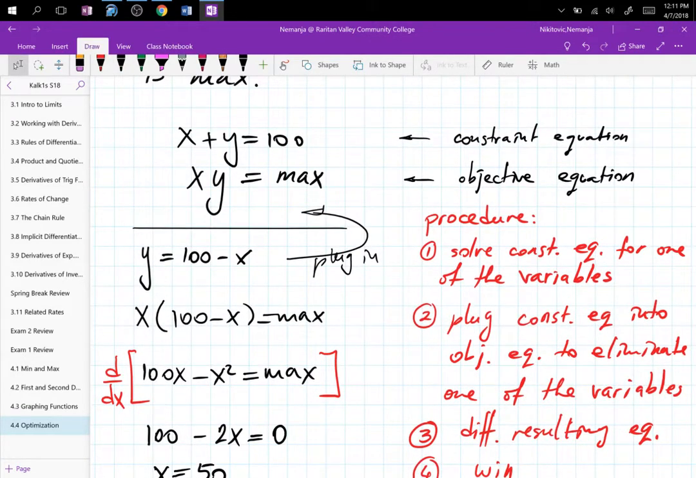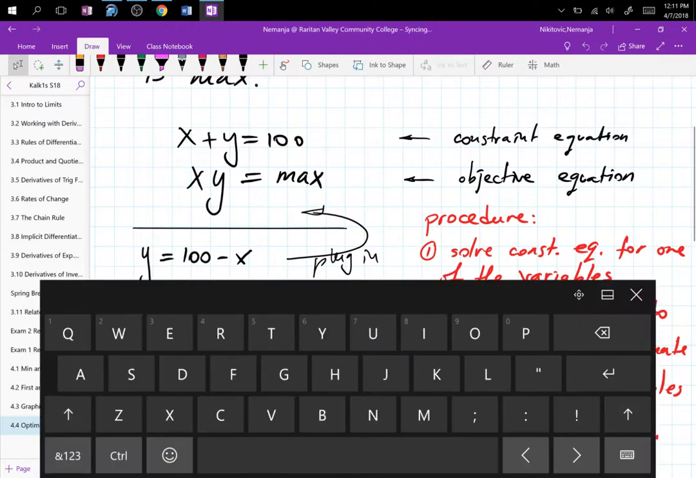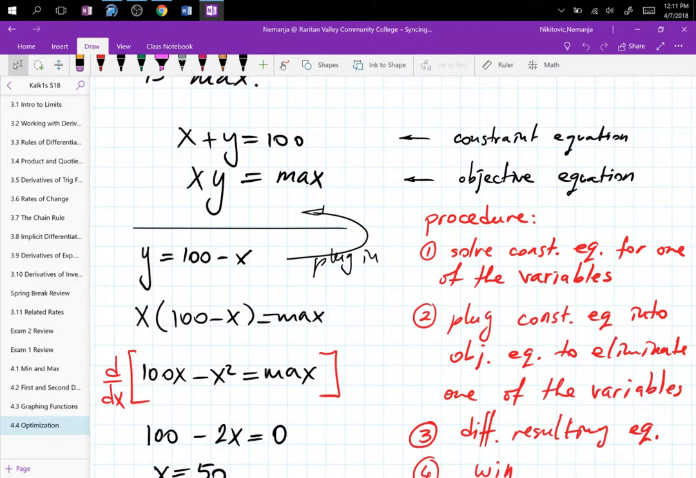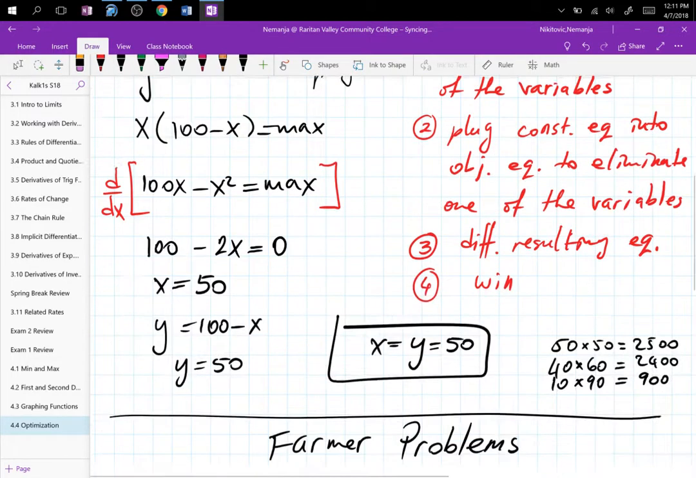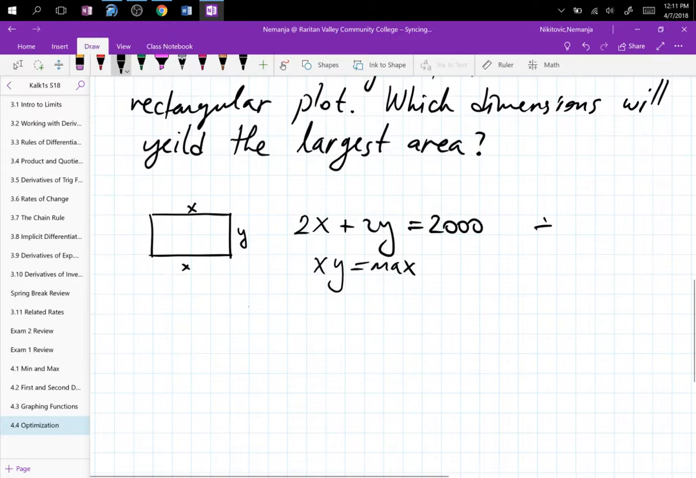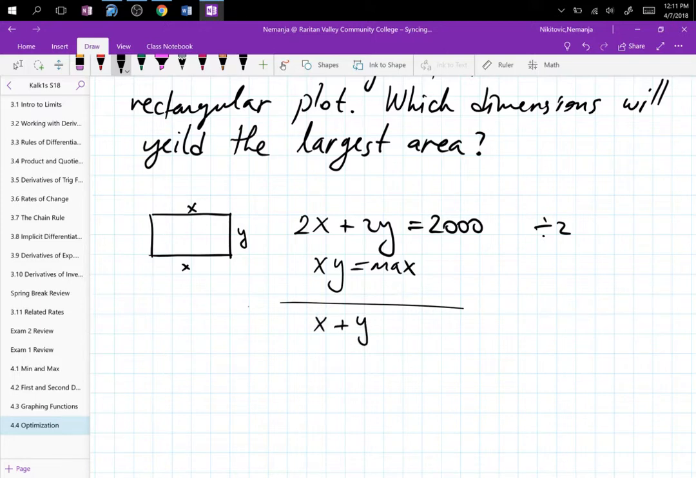How is this different? The answer is it's not. It's the same problem, except over here you get another 0. Once I cancel this by 2, it's the previous problem with an extra 0 at the end. So what am I solving? My constraint equation is x plus y equals 1,000. My objective equation is xy equals a max, and this is the same problem.